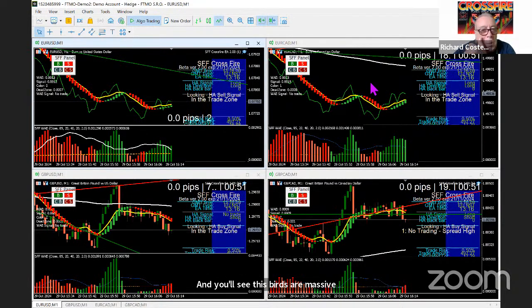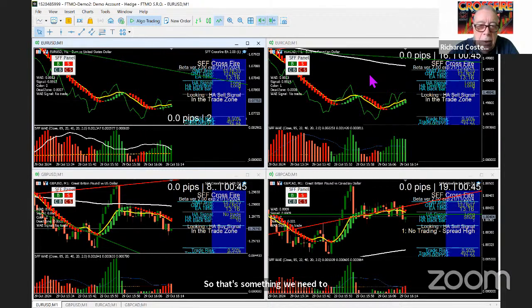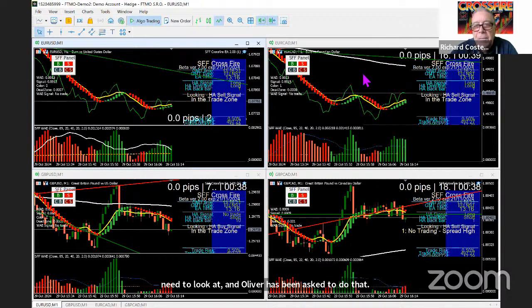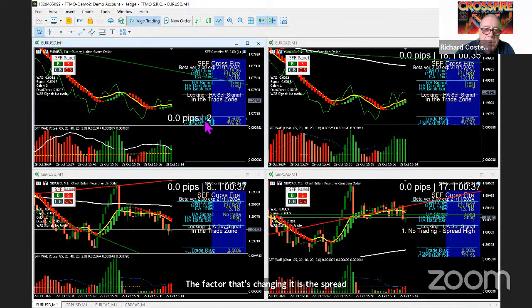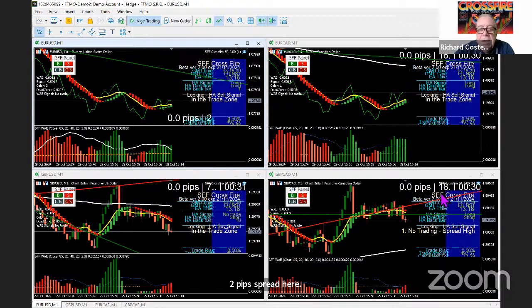So that's something we need to look at, and Oliver's been asked to do that. He's got a lot more other things to do as well. But the factor that's changing it is the spread. We've got 0.2 pips spread here, and you've got 17, 18 here. That makes a big difference.